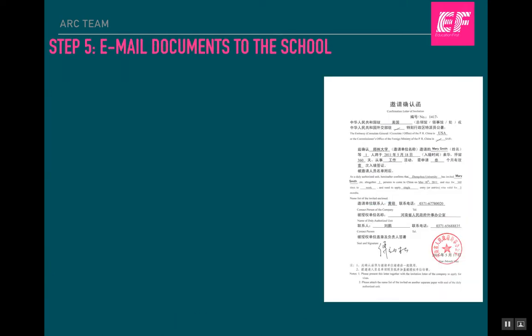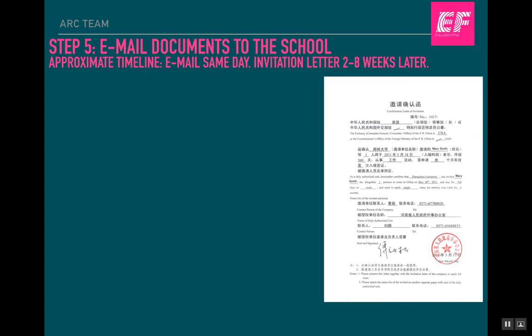Okay, so step 5, email the documents to the school. The approximate timeline for this is the same day. Once you get your documents back from the Chinese consulate, scan them into the computer and email them to the school. The invitation letter and the documents that you require to then apply for your work visa should be ready within 2 to 8 weeks. This depends on which city you will work in China. Some cities can get these forms and these documents very quickly, within 2 weeks. Other cities take up to 2 months, up to 8 weeks. But the HR team that you're dealing with at the individual school and city will be able to communicate to you exactly how long it will take and give you updates on the process as you go along.